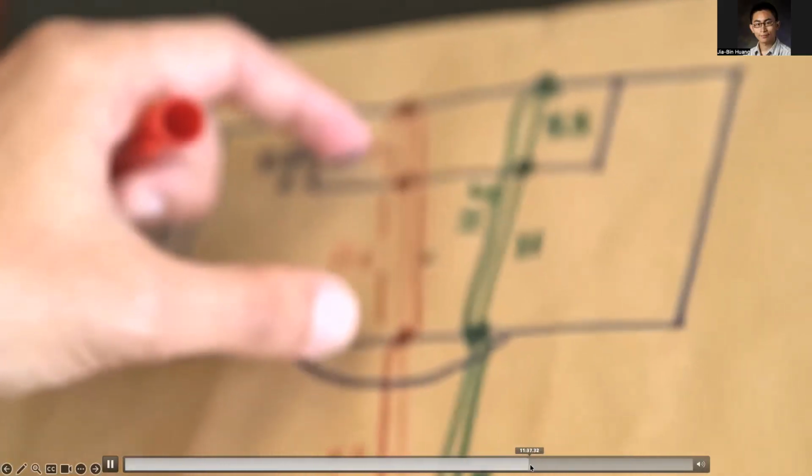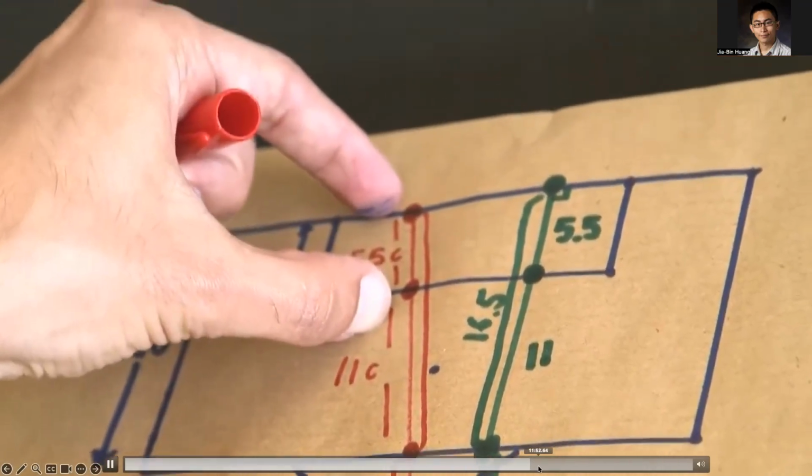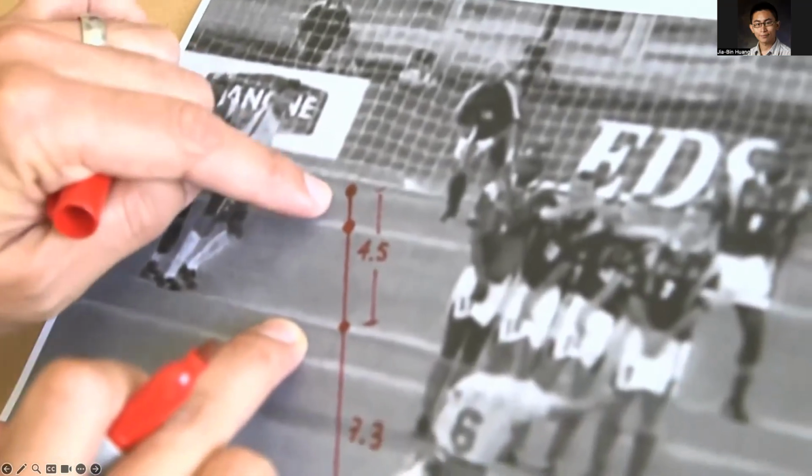Now, I can make a wrong guess. The wrong guess is that, in the real picture, this is twice this. And so I might guess, oh, then this would be twice this. It should be 3 and 1.5.